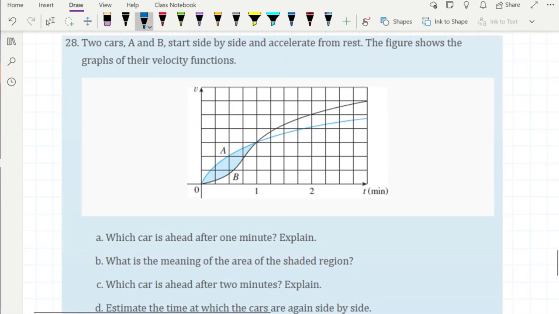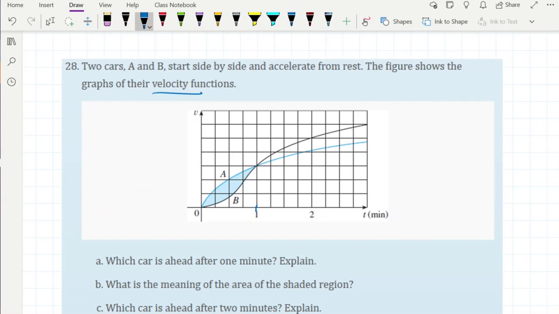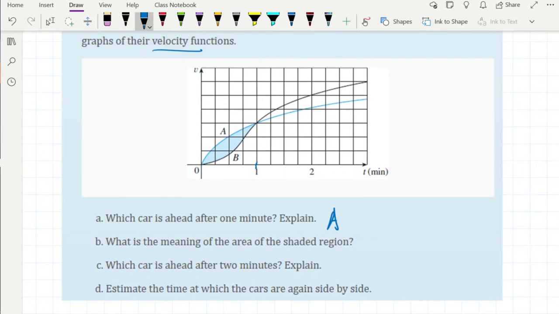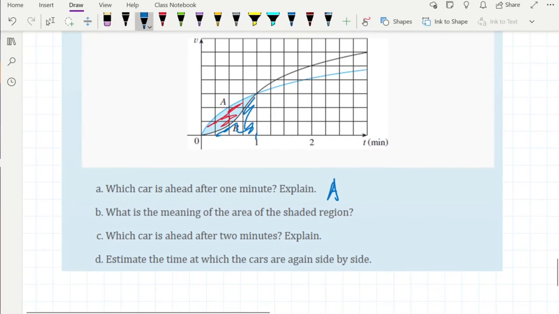So the first question is, which car is ahead at 1 minute? So right here. Well, this is the velocity graph, which means it's going to be the area under the curve. And since A has a greater amount under the curve, it's going to be A. Let's see, then what is the meaning behind the area of the shaded region? So, because if B covers this area right here, A also covers this area, but A also covered all of this area. So that is going to be the distance A is ahead.